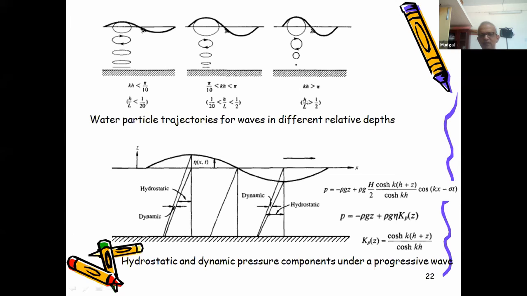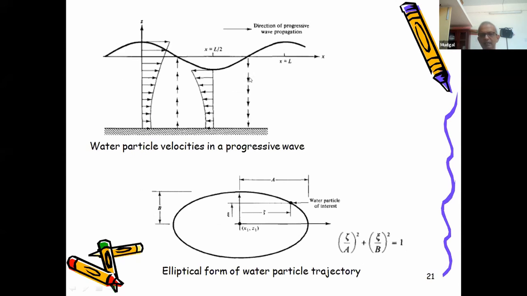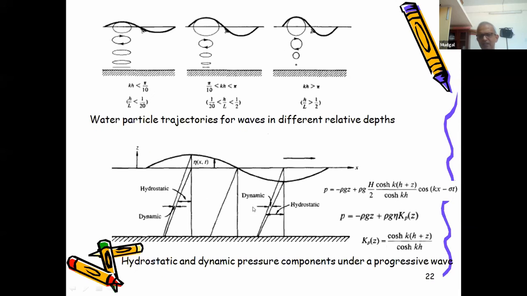And for deep waters, for h by L greater than half, you will see that there is hardly any velocity component, and then the trajectory is circular here. So from elliptical, the trajectory gets transformed to circular, and here your a and b would be equal, and the magnitude of a and b would go on reducing with the depth. Of course, I haven't given the derivations for that because of the paucity of time.